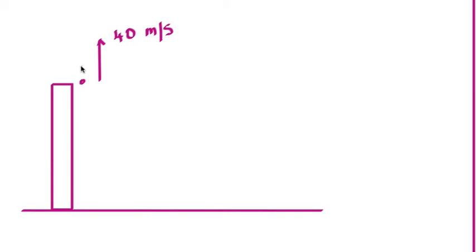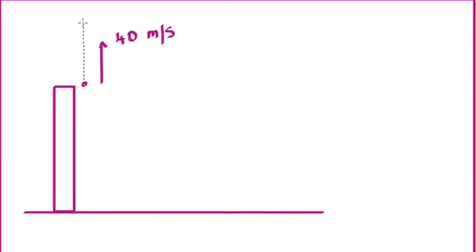So the stone goes straight up, reaches a certain maximum height. I will draw the path of the stone in green. It goes straight up, comes to a momentary stop, and comes back down along the same path. But in order to make it clear, I will draw the return path just next to it. This is 100 meters.